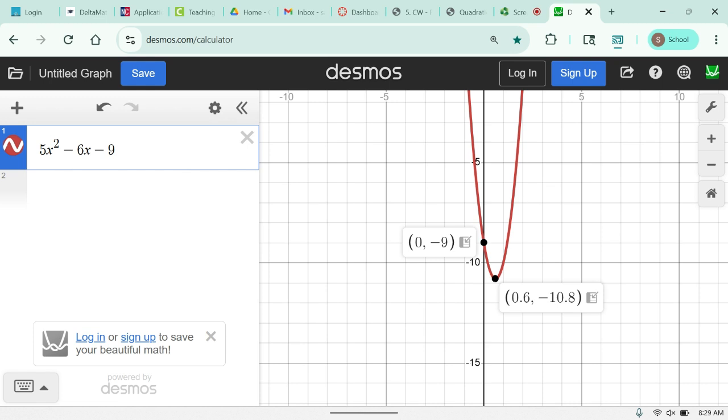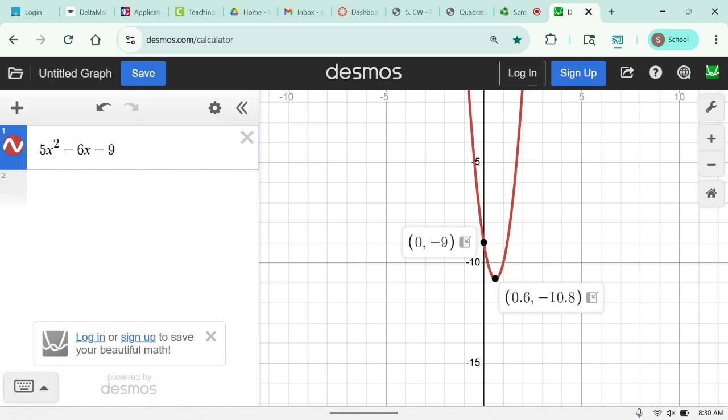Is that going to be a max or a min, Kaylee? So is the vertex a maximum or a minimum? 0.6, -10.8. So does it look like it's the highest point or the lowest point? So it's a min.